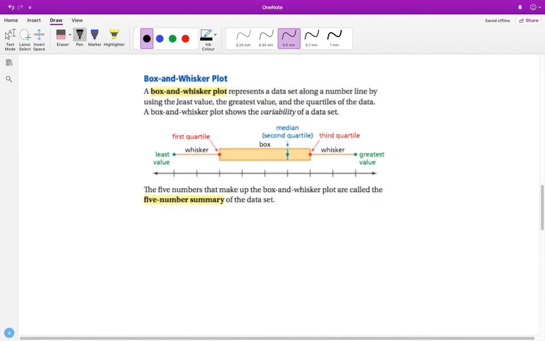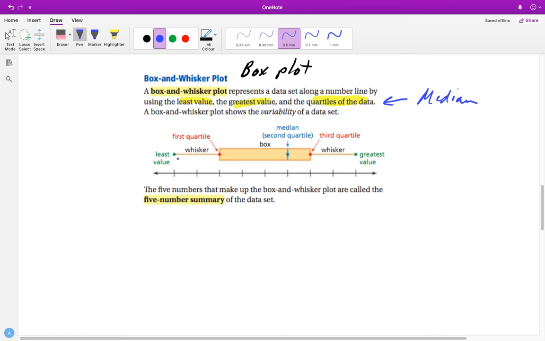All right, so what is a box and whisker plot, also referred to as a box plot? Well, a box and whisker plot represents a data set along a number line by using the least value, the greatest value, and the quartiles of the data. We're going to talk about what that means. Essentially, we're going to be finding the median, and then we're going to find the median of the median, which might not make sense right now, but when we go through a problem, you'll see it's really not that difficult.